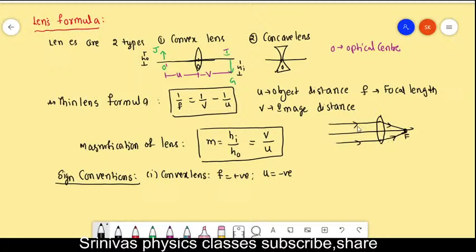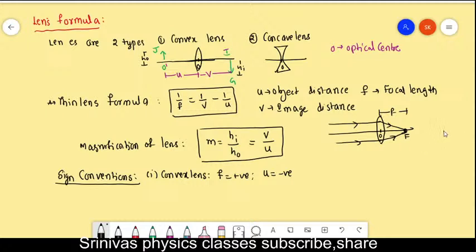When the light rays are parallelly incident, they meet at a point. That point is called the focus. The focus distance from the center of the lens, this is the center of the lens, is called the focal length, right? F is the focal length.